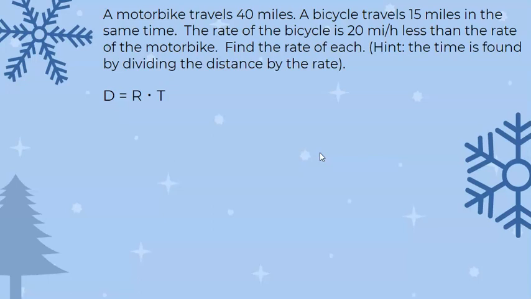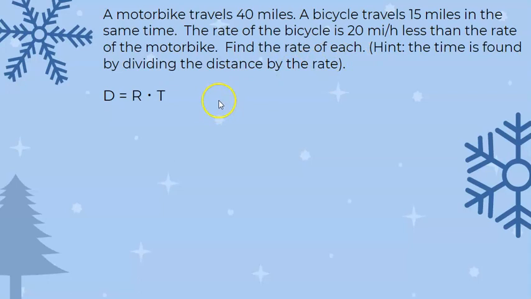So for our first example, we have a motorbike that travels 40 miles and a bicycle travels 15 miles in the same amount of time. The rate of the bicycle is 20 miles an hour less than the rate of the motorbike, which makes sense. And they want us to find the rate of each. So in other words, the speed that each one is going.